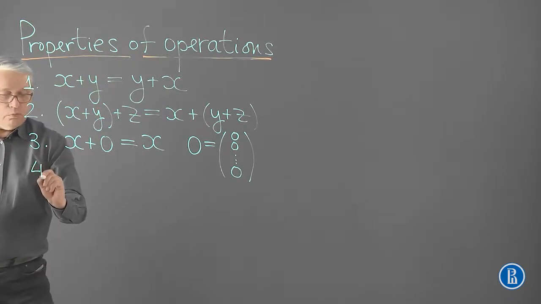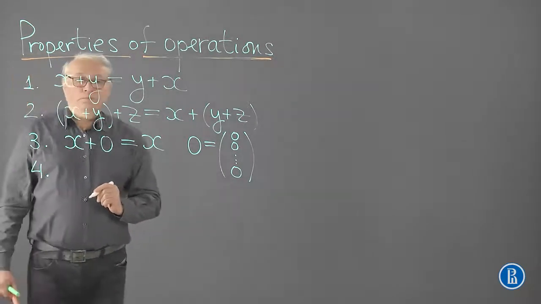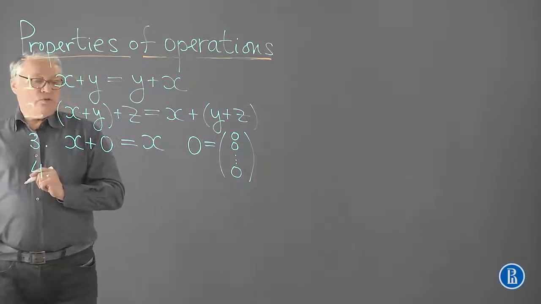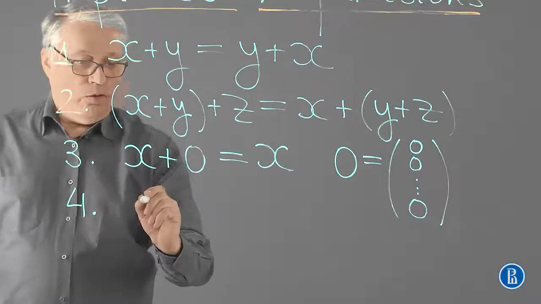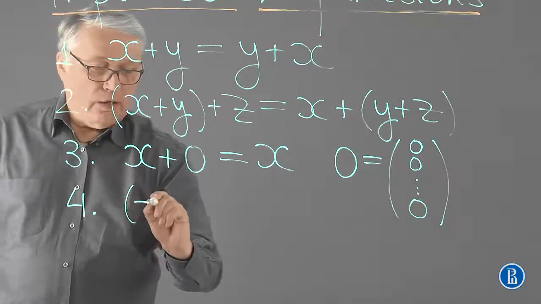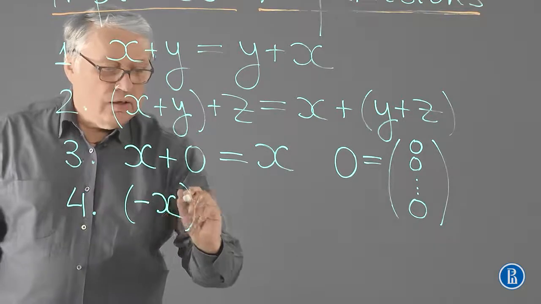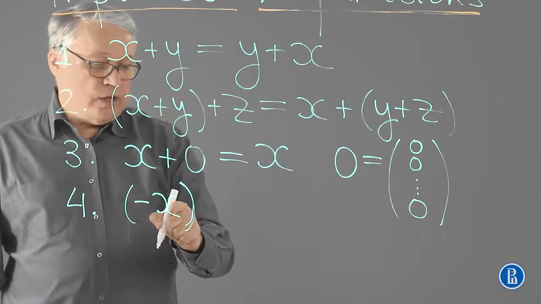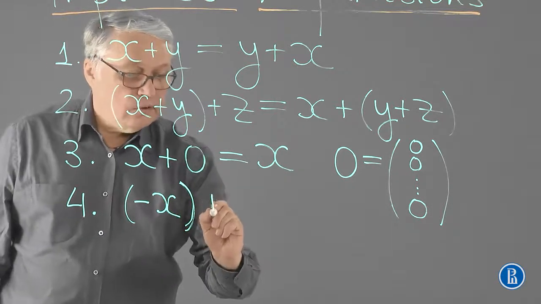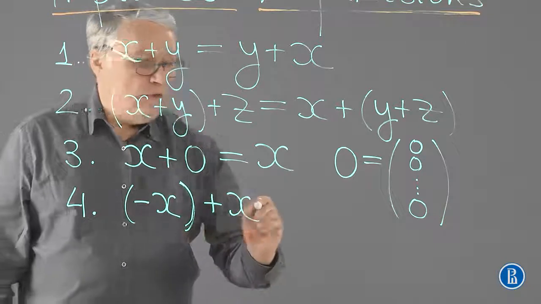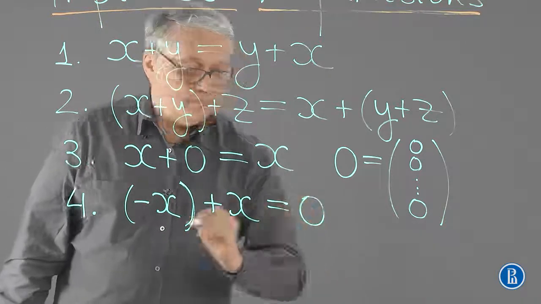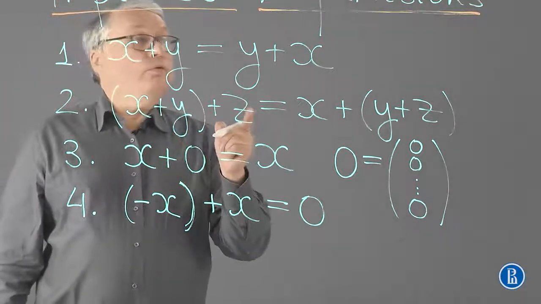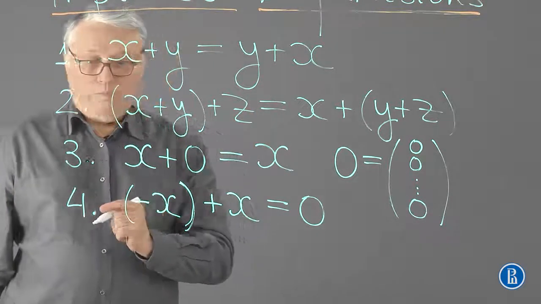Number 4. For any x, there exists an opposite vector, represented by minus x, whose property is when I add to this minus x, opposite x, vector x, I get 0. So these are properties of operation of summation.